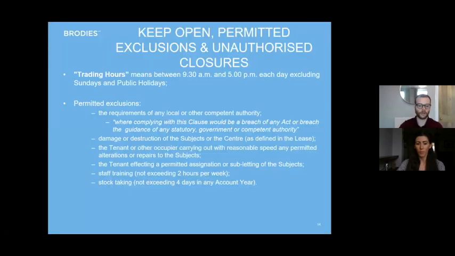Okay, if we move on to the next slide, then I will take us through in this slide the various keep open provisions that you would expect to find in a turnover agreement, as well as when the shop can be closed and what happens where it's closed when it's not supposed to be. You can see from the first bullet point I've put on the slide there'll generally be a definition of trading hours within a turnover agreement. In fact, the landlord will want to ensure that that's definitely in there.